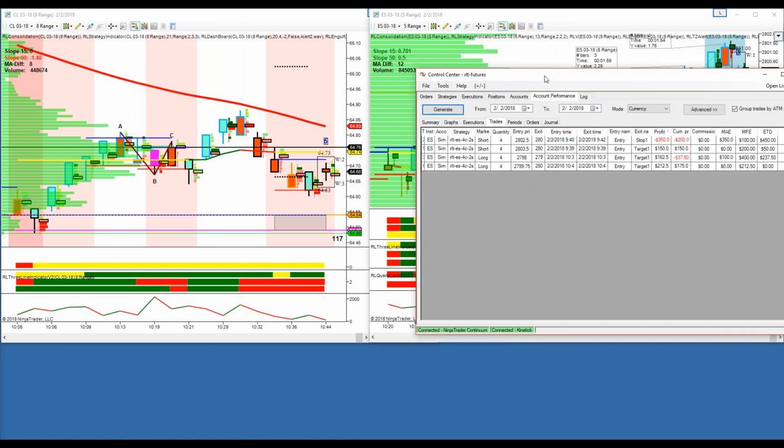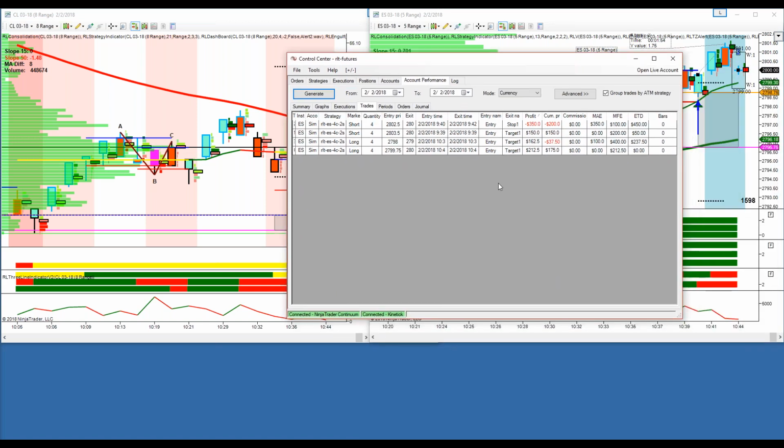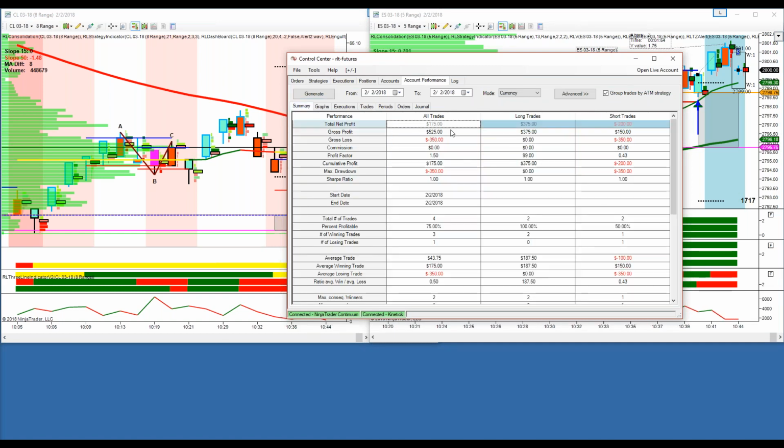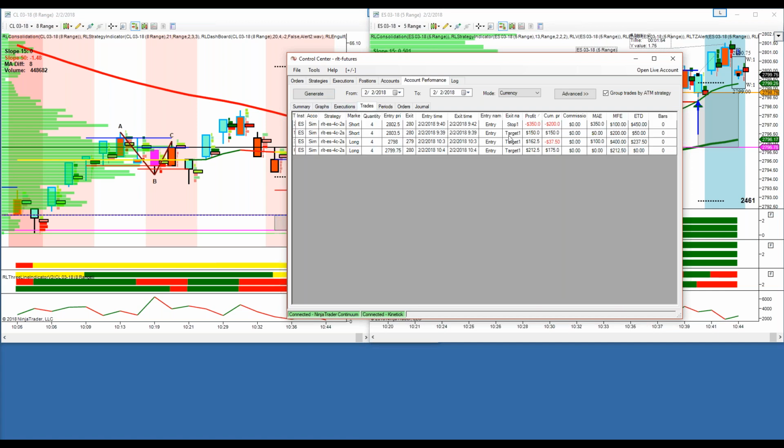Here's our trades. We should have made a ton today. But it's a Friday. We're up $175. We lost an extra 50 on this loser that we never should have, that missed by a tick. We'll go over all the trades. We lost 350. We made 150, 162.50. We made 212.50. Here's our trades for the week.